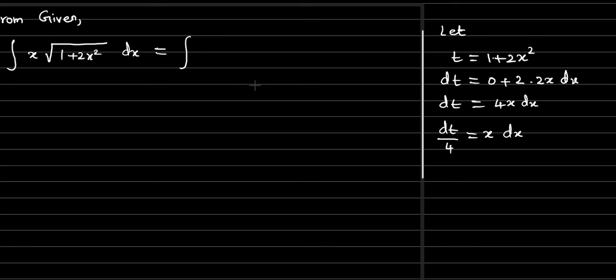1 plus 2x square is t, right? So root t. And x and dx together, okay? The product of x and dx together is what? x and dx together is dt by 4. So that is dt by 4. Now this 4 is a constant term. I'm going to take it outside. Okay, 4 is constant, so 1 by 4. And square root value is what? Power 1 by 2. So t power 1 by 2 dt.